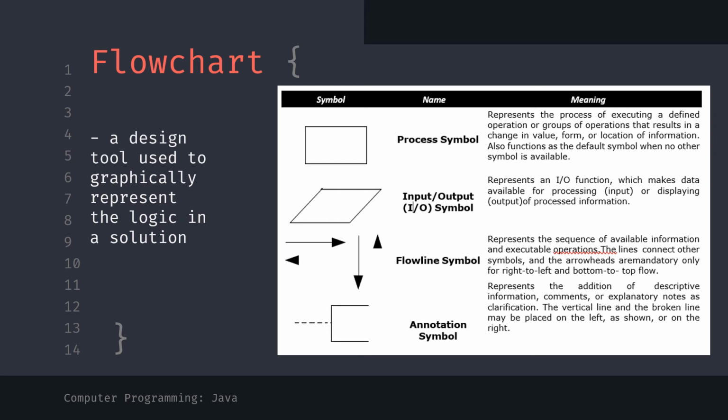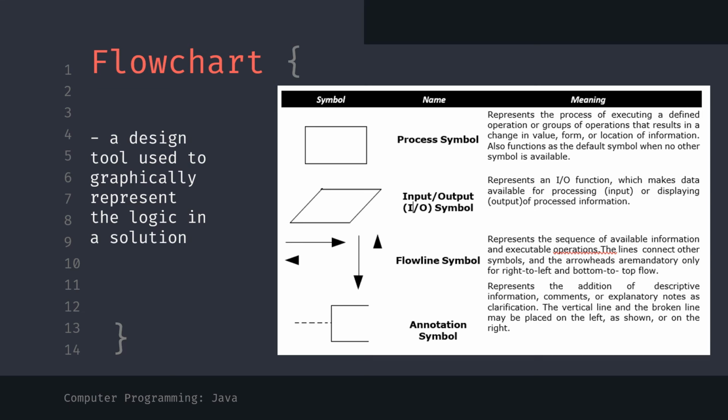Here are some guidelines for commonly used symbols in creating flowcharts. First is the process symbol. It is represented by a rectangle. It is a process of executing a defined operation or group of operations. Next is the input-output symbol. It makes the data available for processing, input, or displaying of processed information.